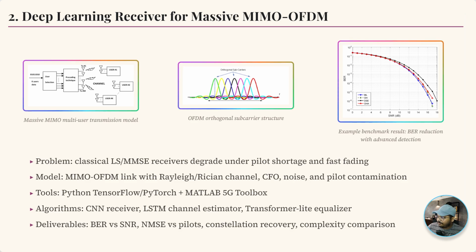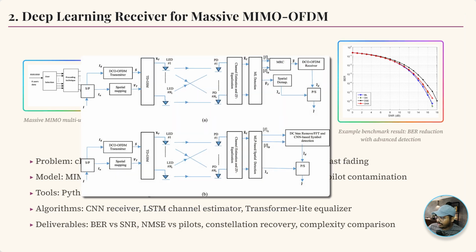Deep learning receiver for massive MIMO-OFDM. The second project combines massive MIMO-OFDM and deep learning. Traditional receivers commonly use methods such as least square or MMSE for channel estimation and signal detection. However, their performance can decrease when the system has limited pilots, fast fading, frequency offset, noise, or pilot contamination.